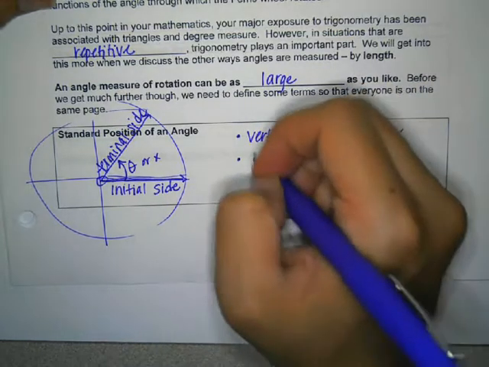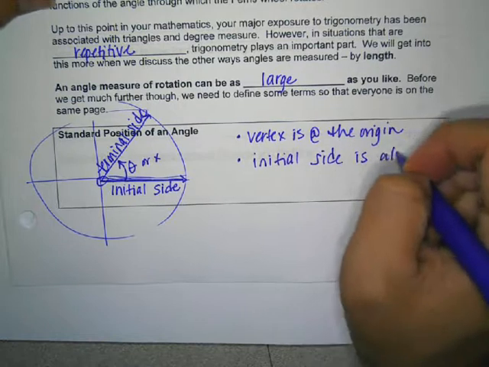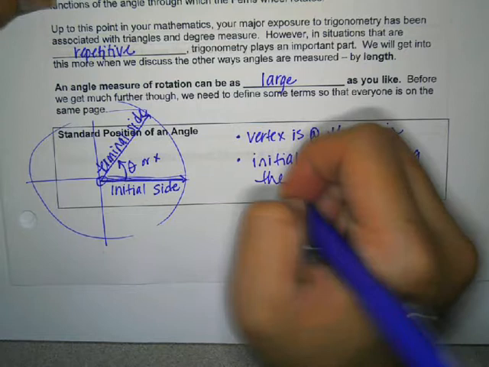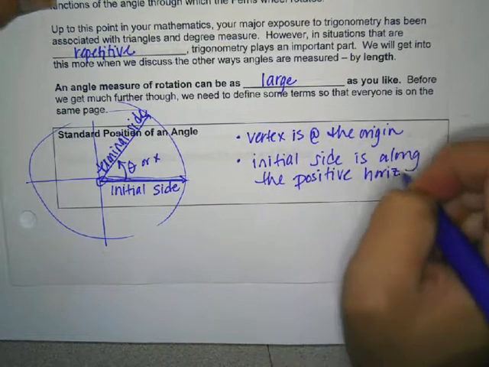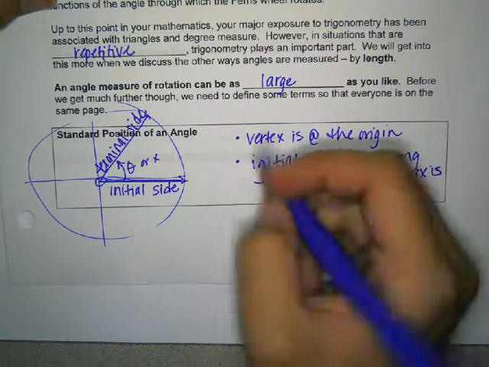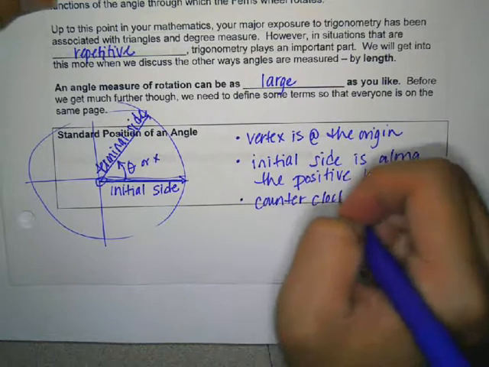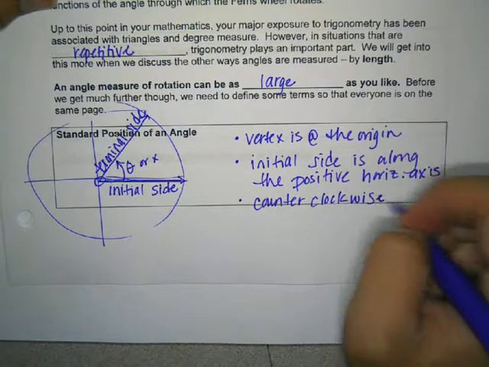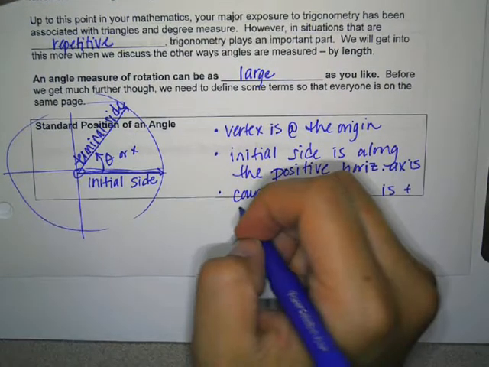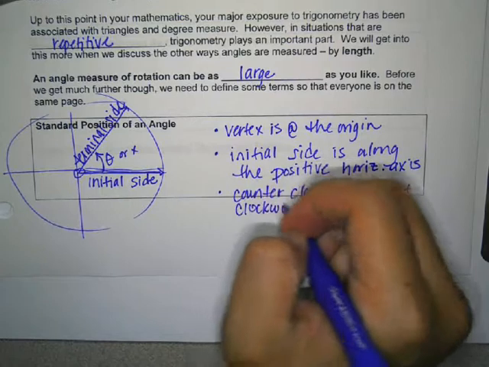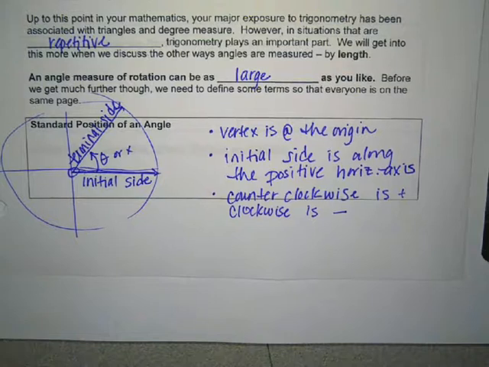The initial side is along the positive horizontal axis. If you open counterclockwise, you have a positive angle. If you open clockwise, you have a negative angle.